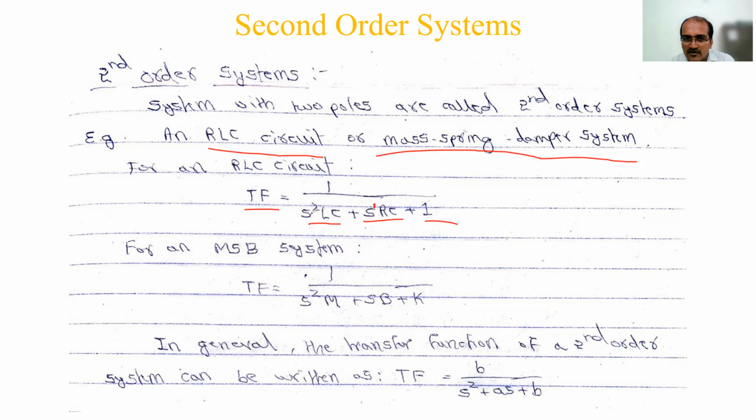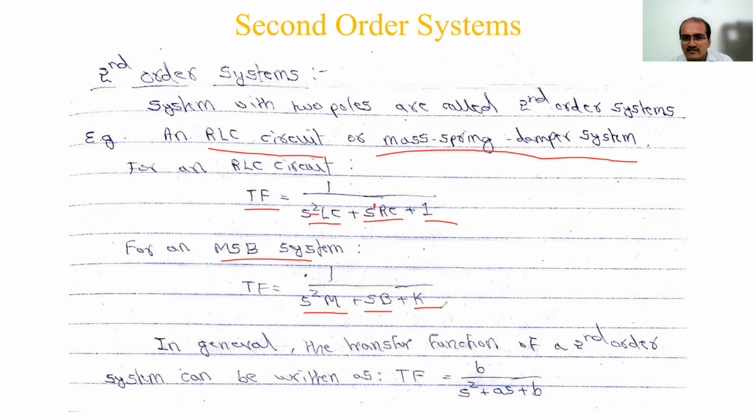Here the highest order is 2. See here, highest degree is 2. That's why it is called a second order system. Okay, so this is about the electrical RLC circuit. Similarly, for a mass spring damper system, it will look like this: S square into M plus B into S plus K.